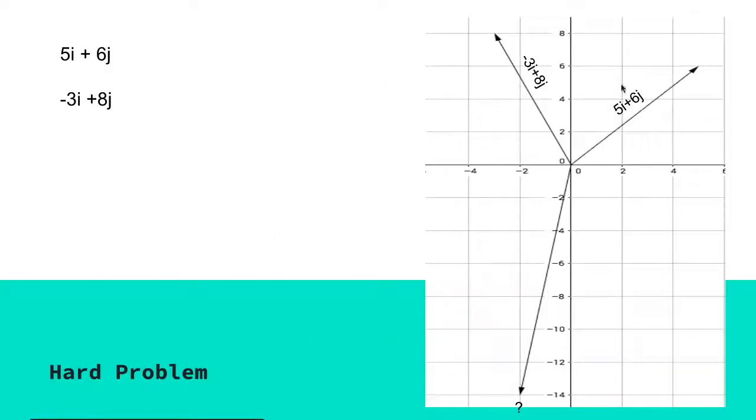Now our hard problem, we're going to start out with this direction, which is 5i plus 6j, and then this one, which is -3i plus 8j. In order to get this, we want to do 5i minus 3i and 6j plus 8j. So we're going to get 2i plus 14j. And then we want to multiply it by -1 because that would get us in the positive direction, but we want it in the negative direction. So we'll get -2i minus 14j as your final answer.